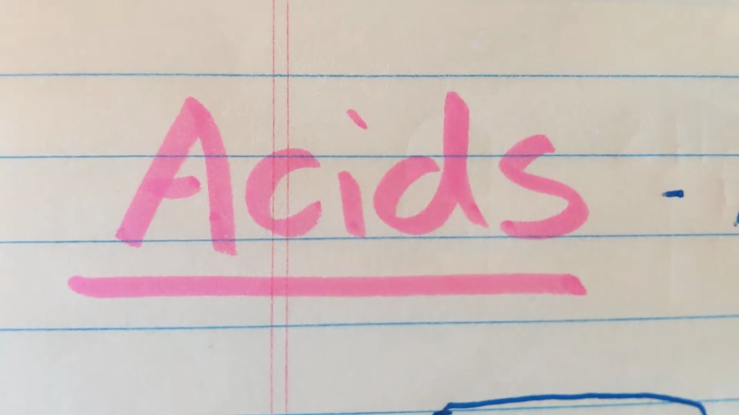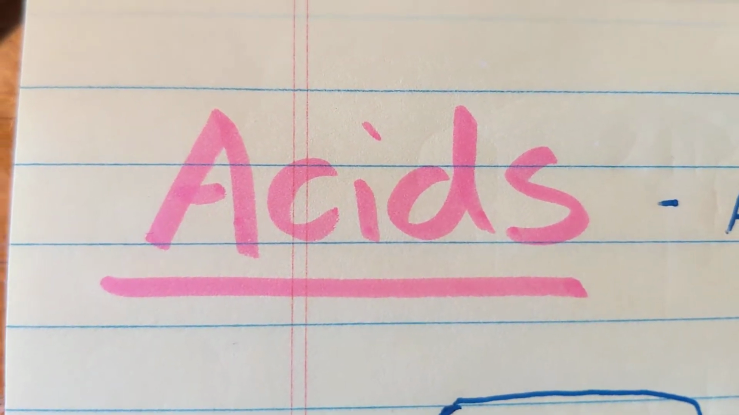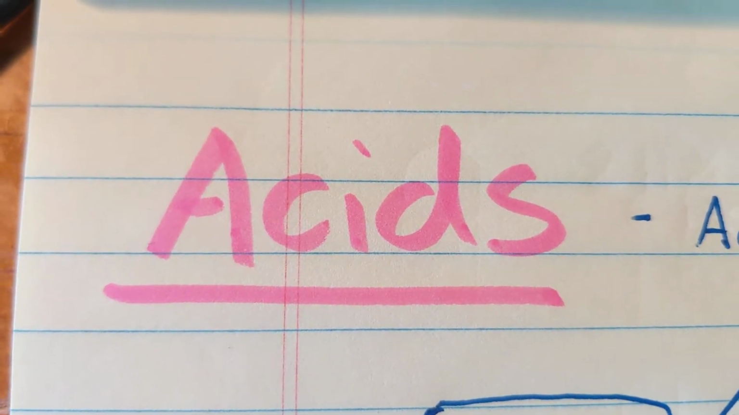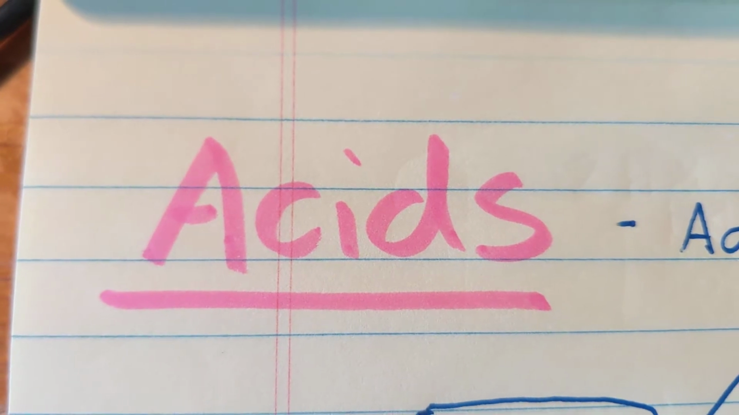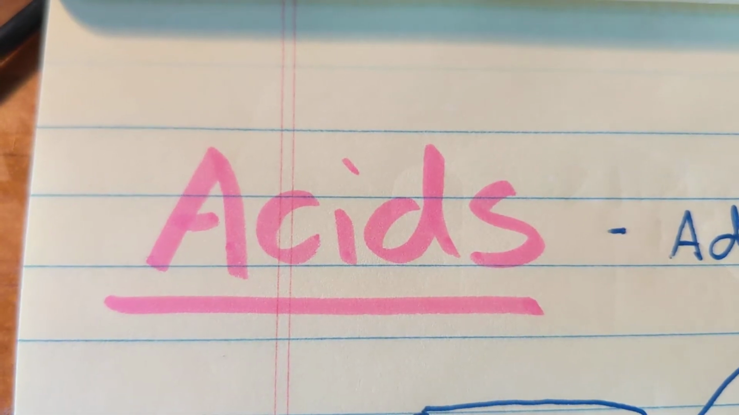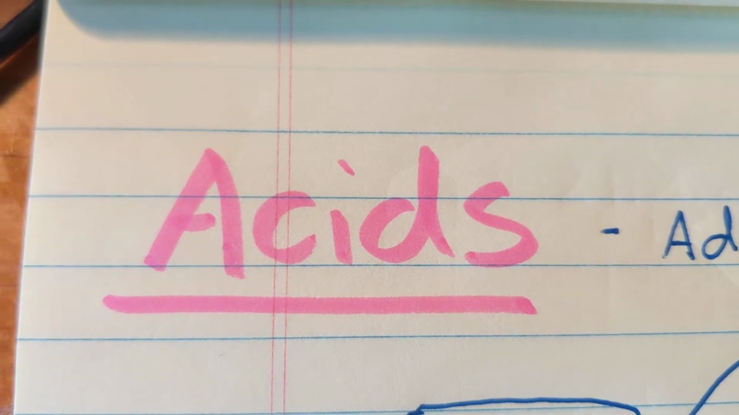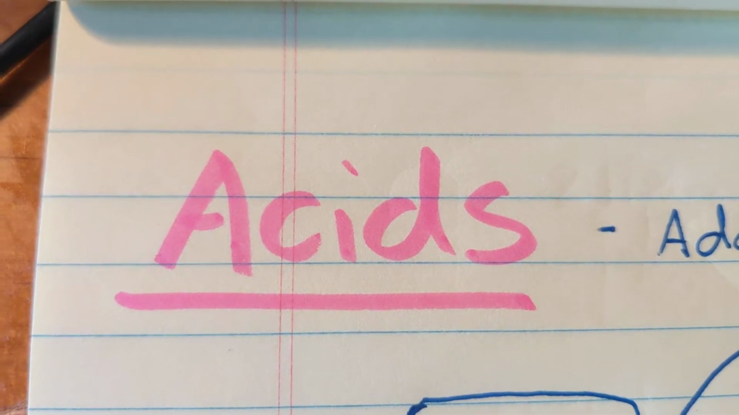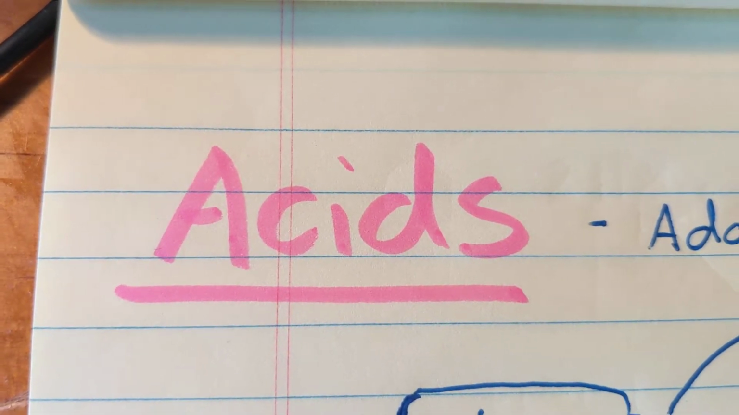Good afternoon, chemistry students. In the previous lesson, we learned about water and how water can sometimes split up into two pieces, hydroxide ions and hydronium ions. Normally in water, these two ions are in balance. We're going to learn how acids can throw off that balance.